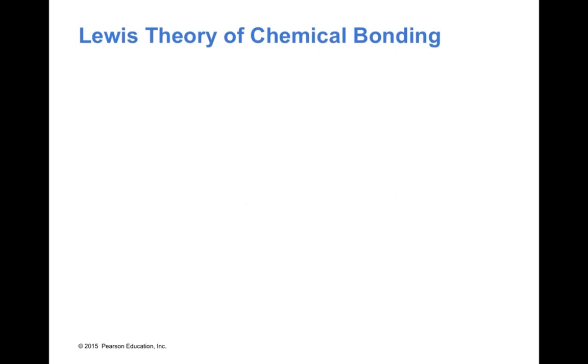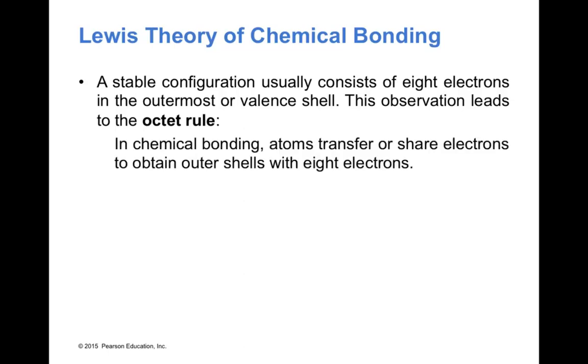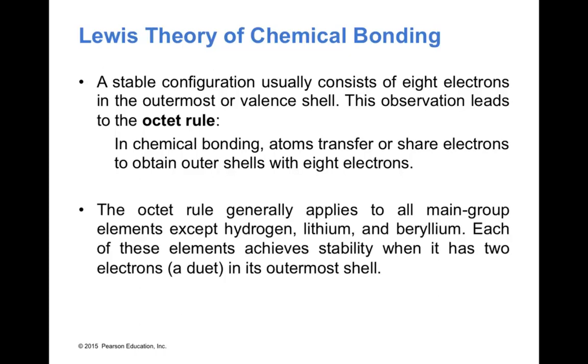The idea of this bonding theory is that all the atoms will be stable by gaining that electron configuration of 8 electrons around each symbol. A stable configuration usually consists of 8 electrons in the outermost or valence shell. This observation leads to the octet rule. In chemical bonding, atoms transfer or share electrons to obtain outer shells with 8 electrons. The octet rule generally applies to all main group elements except hydrogen, lithium, and beryllium. Each of these elements achieves stability when it has 2 electrons, or a duet, in its outermost shell.